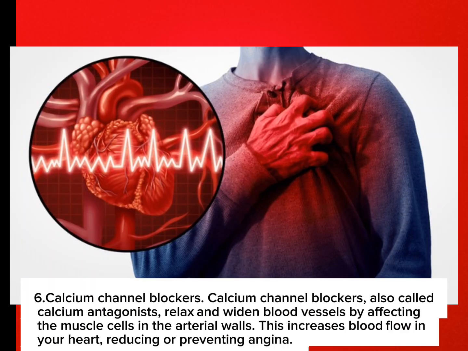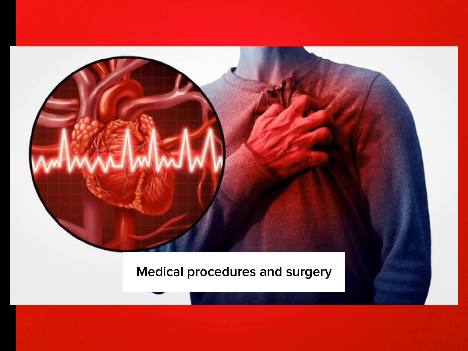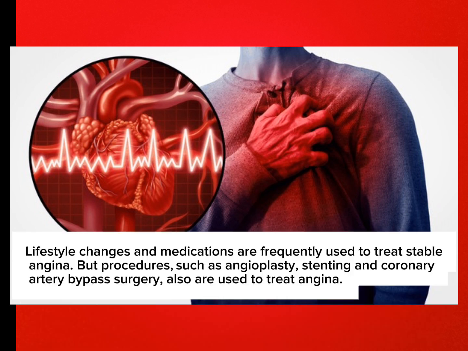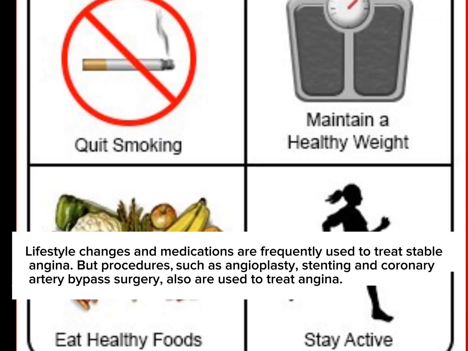6. Calcium channel blockers. Calcium channel blockers, also called calcium antagonists, relax and widen blood vessels by affecting the muscle cells in the arterial walls. This increases blood flow in your heart, reducing or preventing angina. Medical procedures and surgery. Lifestyle changes and medications are frequently used to treat severe angina, but procedures such as angioplasty, stenting, and coronary artery bypass surgery also are used to treat angina.